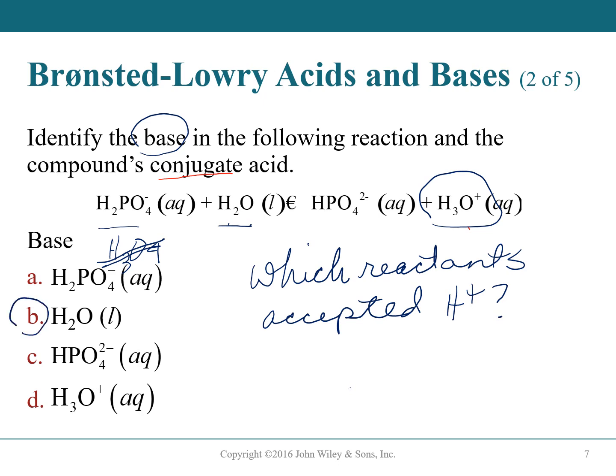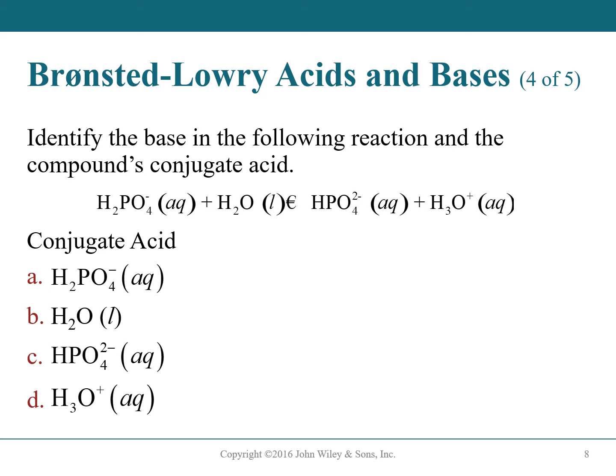What about the conjugate acid? Well, there's my conjugate acid. This is related to that. So when we're looking at the conjugates, you're going to be looking at the right-hand side of my arrow. When I just ask what's my base or my acid, you're going to be looking at the reactants. So since I'm looking for the conjugate acid, and I've identified my base, it's going to be the hydronium ion.